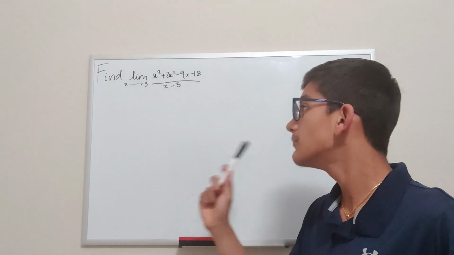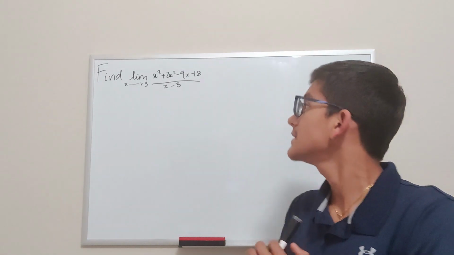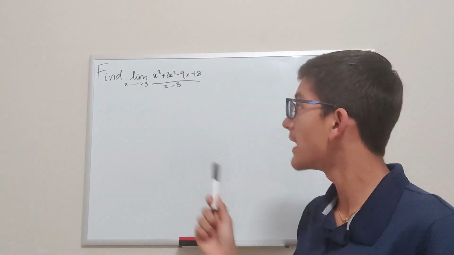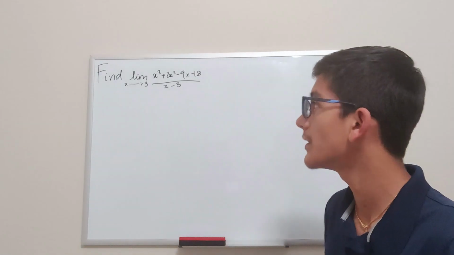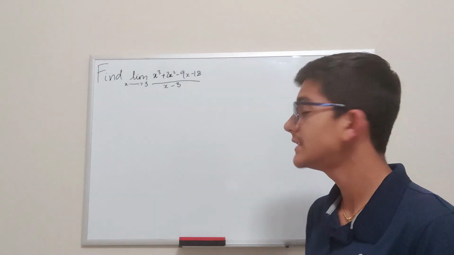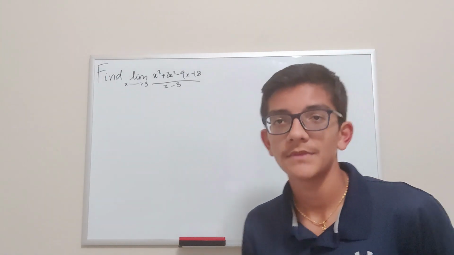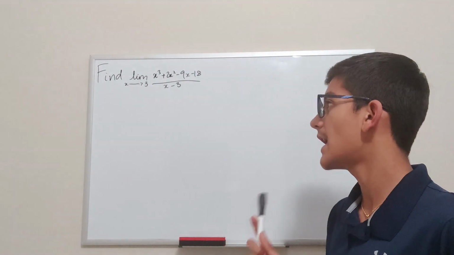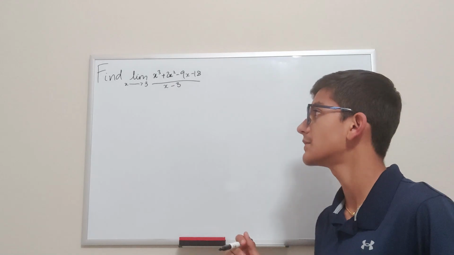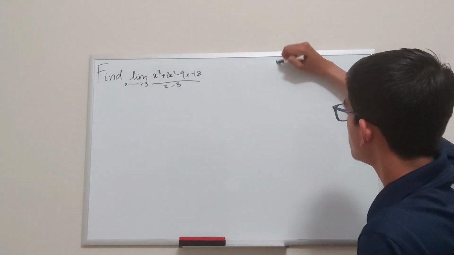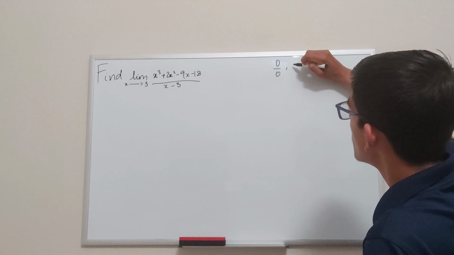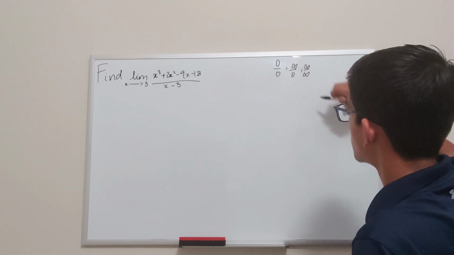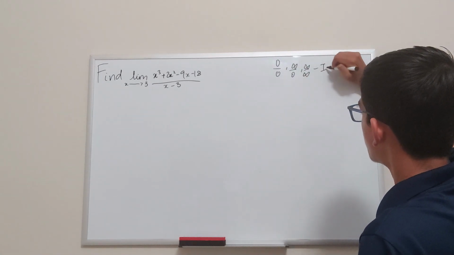So in our second problem, we are finding the limit as x approaches 3 for the function x cubed minus 2x cubed plus 2x squared minus 9x minus 18 divided by x minus 3. So the way to solve this is that we cannot apply simple substitution, as that would result in an indeterminate form. So our indeterminate form obviously is just 0 over 0, infinity over 0, infinity over infinity, etc. That's your indeterminate form.